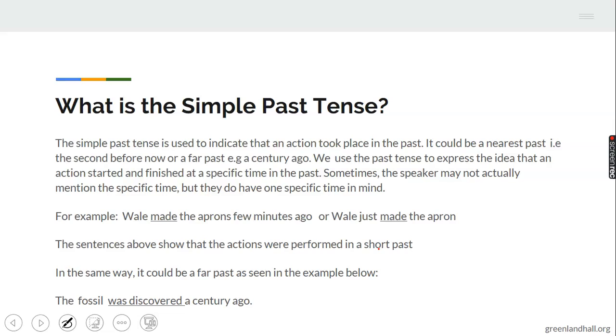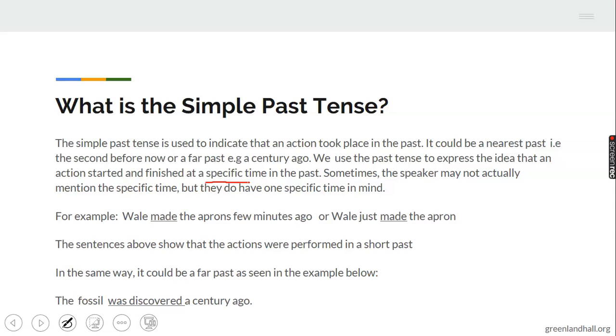So what is the simple past tense? The simple past tense is used to indicate that an action took place in the past. It could be a nearest past, that is the second before now, or a far past, a century ago. We use the past tense to express the idea that an action started and finished at a specific time in the past. That's why we call it simple past tense.